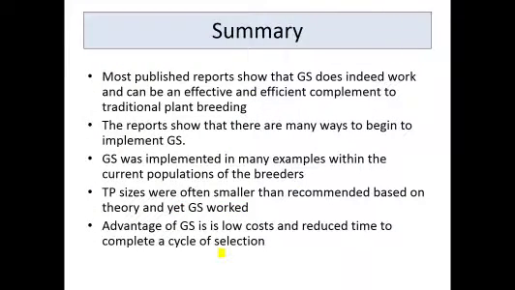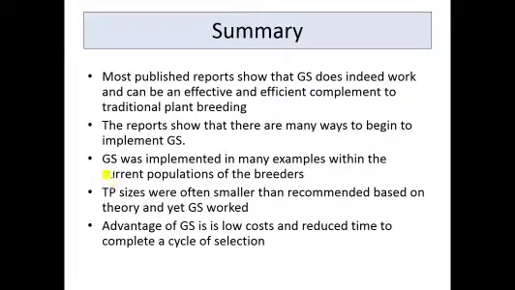In summary, most published reports show that genomic selection does indeed work, whether you're using cross-validation scheme 1, scheme 2, or scheme 3, and that it can be a really effective and efficient complement to traditional plant breeding and marker-assisted selection. The reports show there are many ways to begin to implement genomic selection and show you quite a few different breeding schemes you can use.